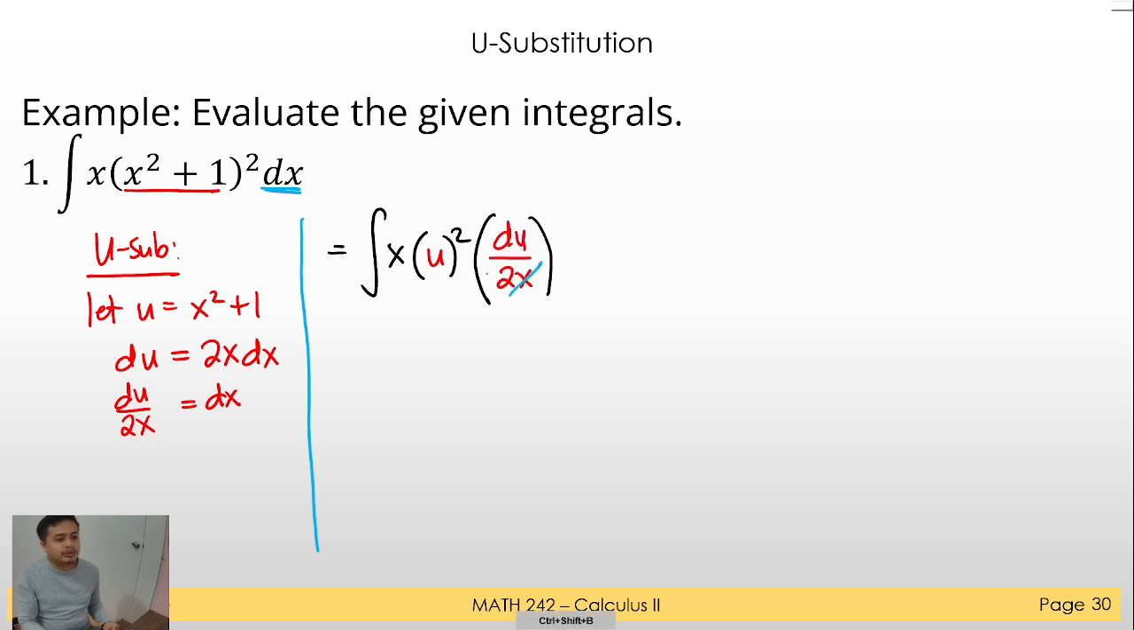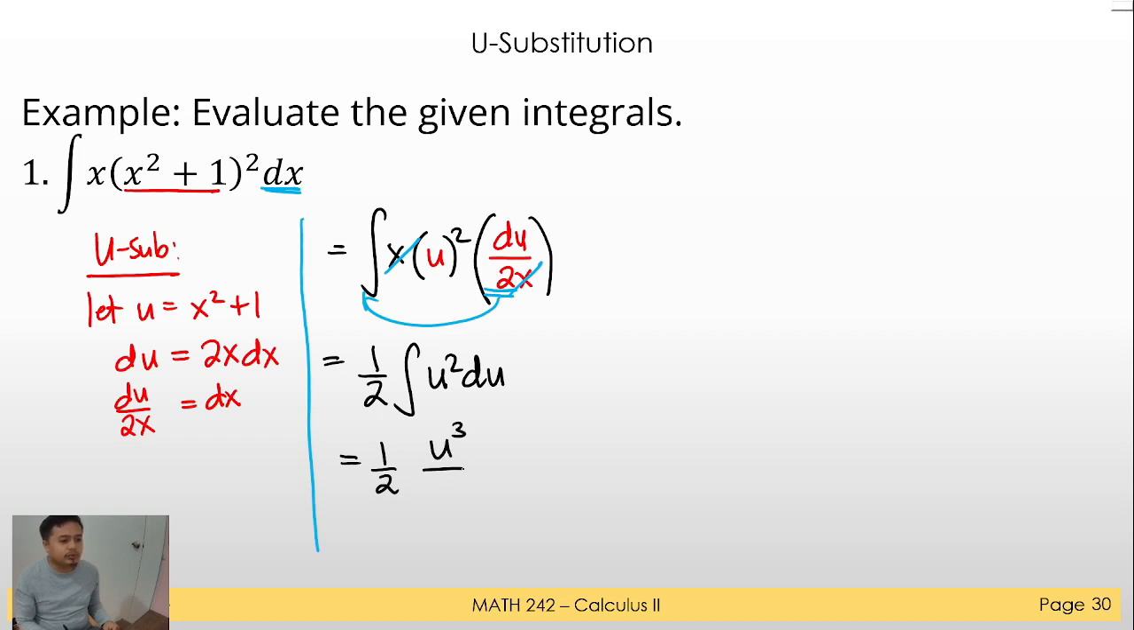Okay, so we could cancel out this x here. We could factor out this 2 outside. So we have 1/2 the integral of u squared du. So integrating this u squared du, we have, okay, the general power rule. We have u cubed over 3. So multiply this and then plus c. So the answer should be 1 over 6 u cubed plus c. So multiplying this 2 and 3, we have 6.